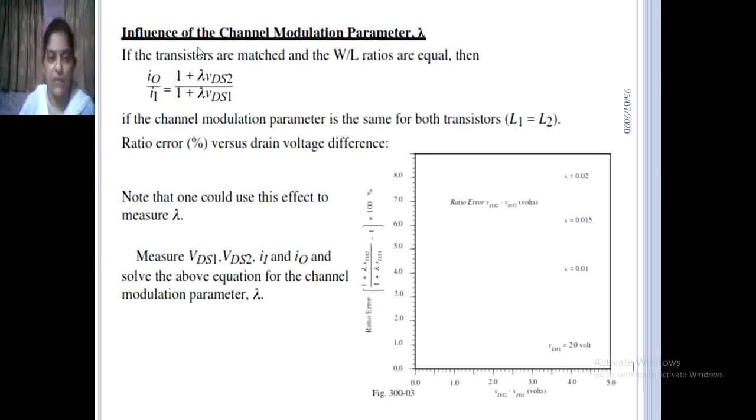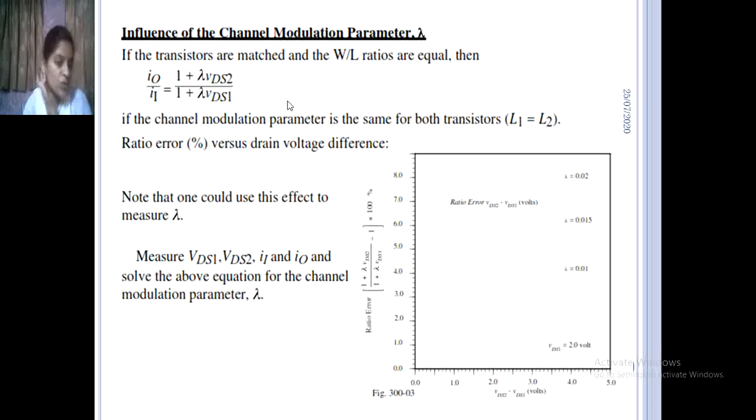Then the influence of the channel modulation parameter lambda. Let us see, if the transistors are matched and the width by length ratios are equal, then Iout by Iin is given by this equation. If the channel modulation parameter is the same for both transistors, then lambda1 is equal to lambda2. Note that one could use this effect to measure lambda.